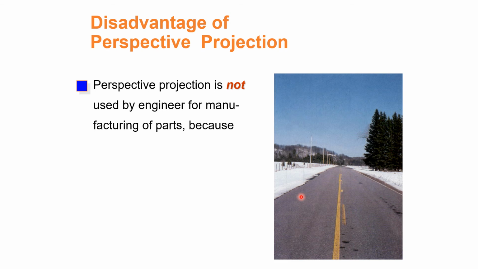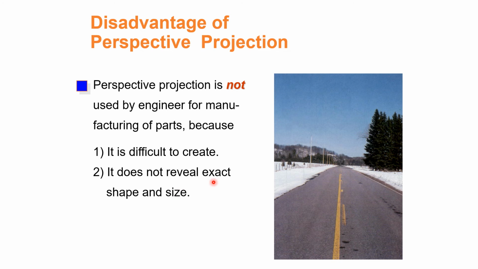For exact dimensions you have to use a measuring tape from this side to this side, and it comes to this point in the parallel position, then you will get the parallel projection dimensions. In the perspective figure, if you measure this width, you will be unable to measure the width of this rod. So first of all, it is difficult to create. Second, it does not reveal the exact shape and size. Here the width is distorted.